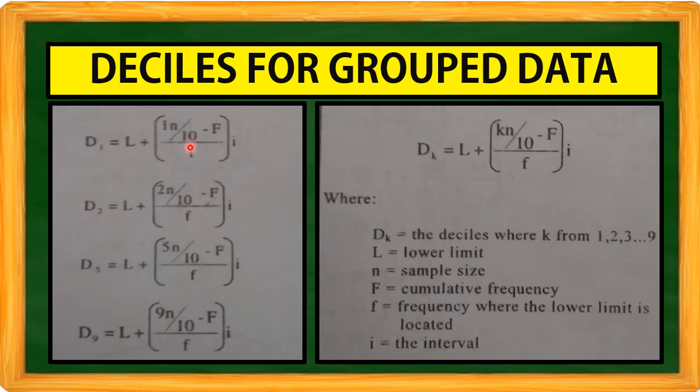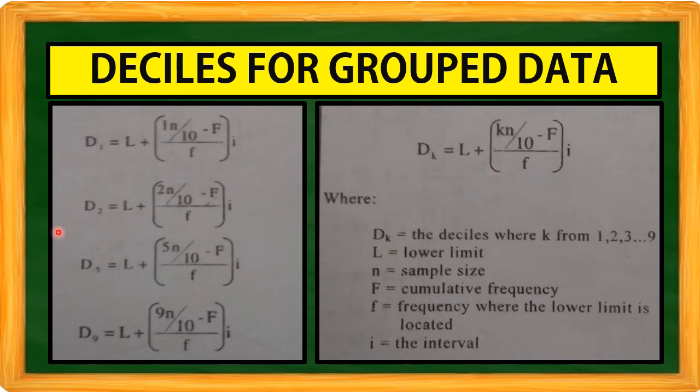Kung mapapansin nyo po, ang formula ng quartiles at saka deciles, magkaparehas lang po siya. Iba lang yung divisor niya. Kanina 4, ngayon 10. So sample, D sub 1 is equal to the lower limit plus n divide 10 minus cumulative frequency divide frequency multiply by the interval. So ito po yung general na formula niya.